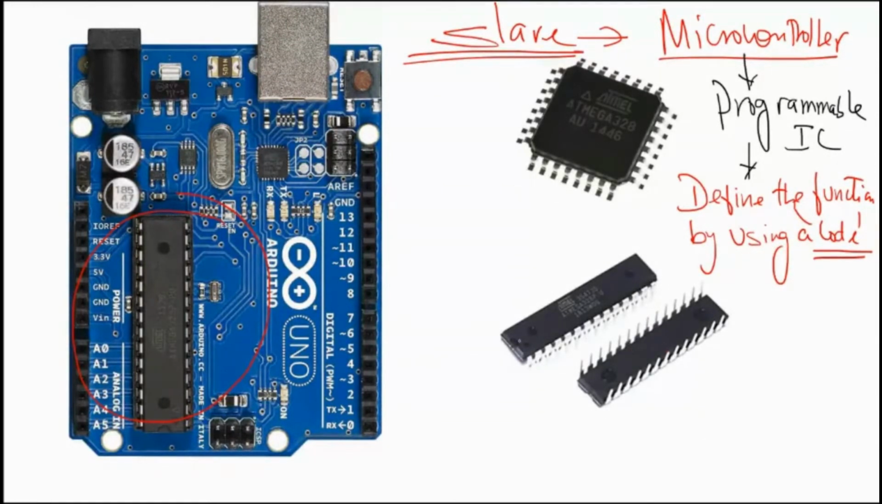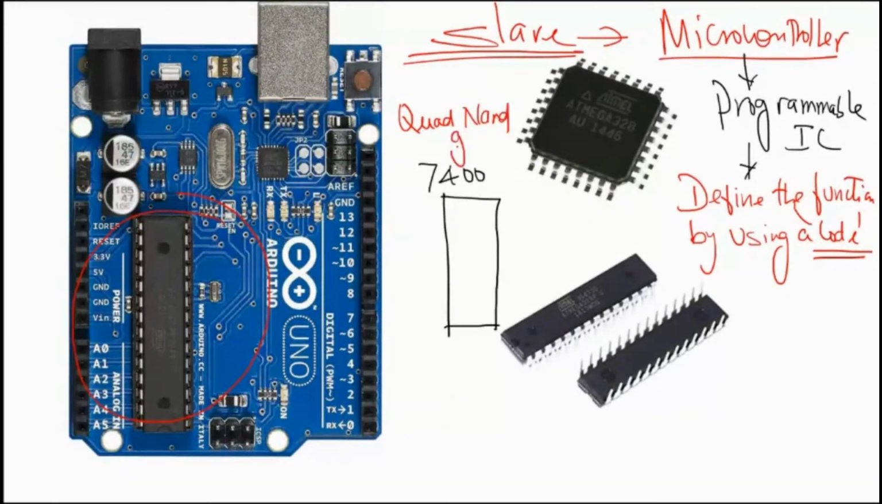Let us take a small IC that many of you must be aware of. A small 7400 IC. The 7400 IC is called a quad NAND gate. You know what a NAND gate is, right? A NAND gate takes two inputs and gives you one output. X, Y is the input. Z is the NAND output of X and Y. So this IC 7400 has four such NAND gates.